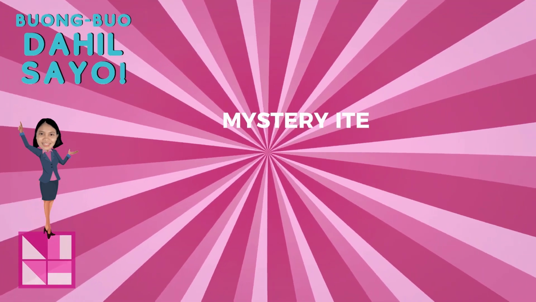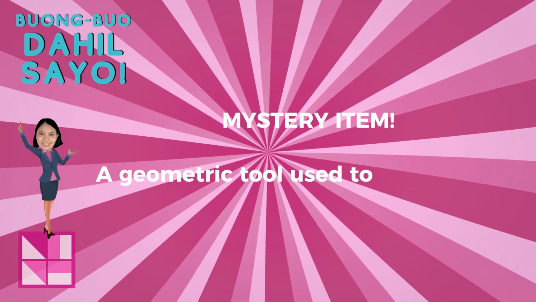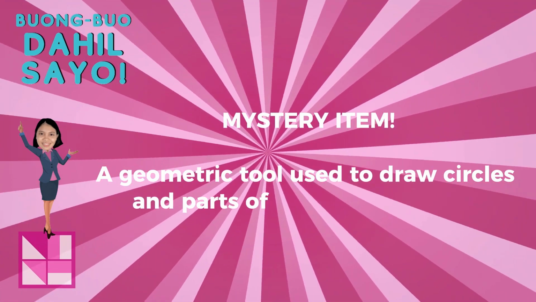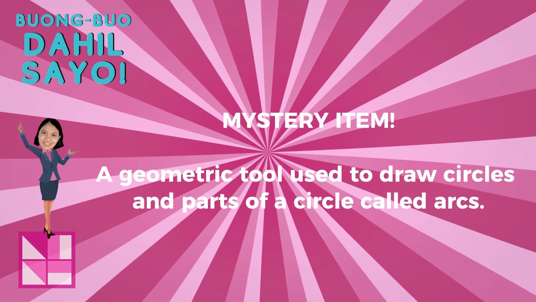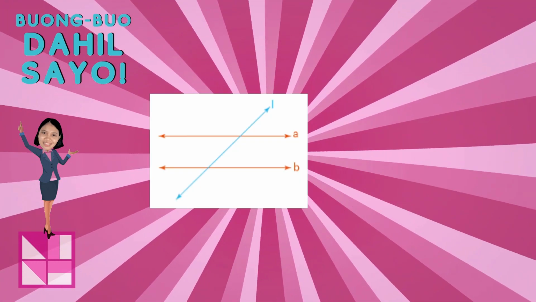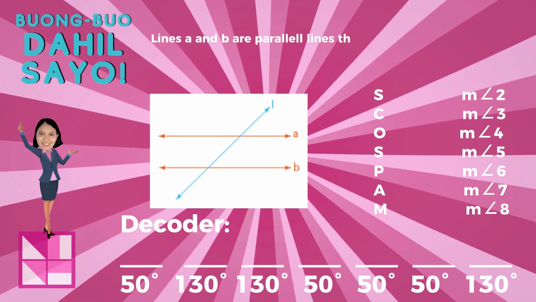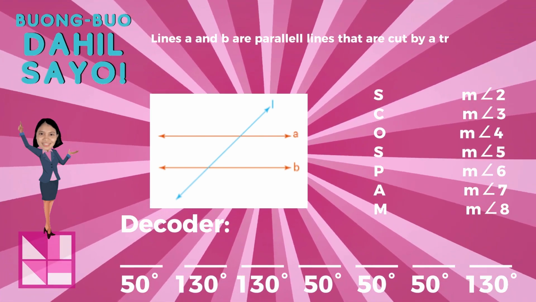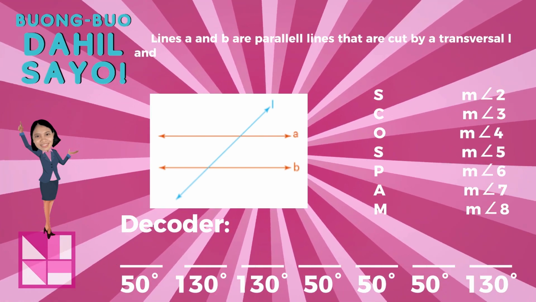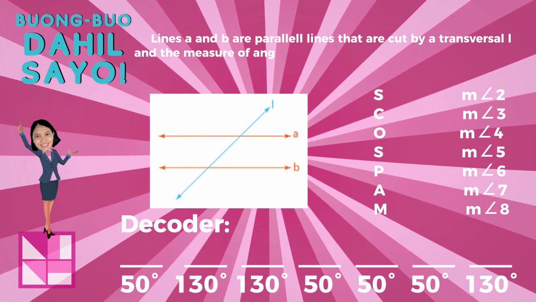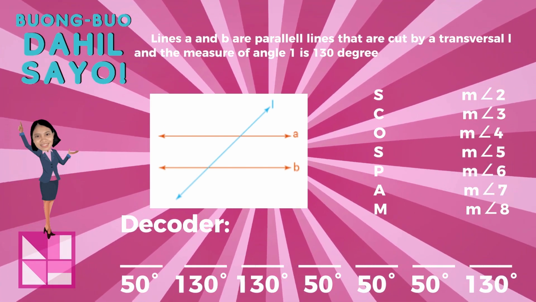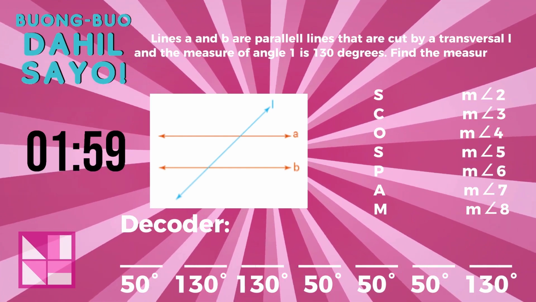Our mystery item is a geometric tool used to draw circles and parts of a circle called arcs. So here is the problem. Lines A and B are parallel lines that are cut by a transversal seam. The angle 1 is 130 degrees. Your task is to measure all the other angles. Timer starts now.